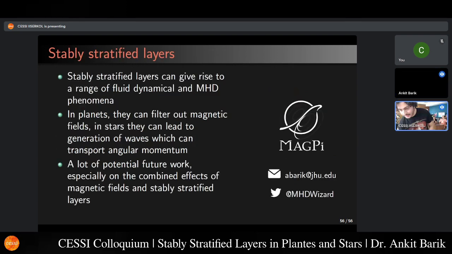So to summarize, we'll say stable stratified layers give rise to a host of numerical and MHD phenomena. In fact, they can filter out the fields, and the stars might be able to transport energy through the generated waves. And I think there's a lot of potential work in looking at stable stratified layers, also from the dynamics point of view, and especially the combined effects of stable layers and magnetic fields.